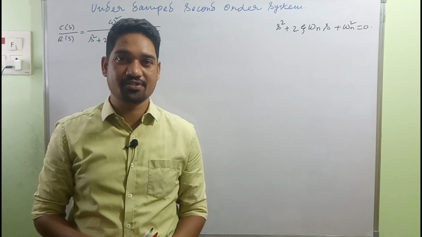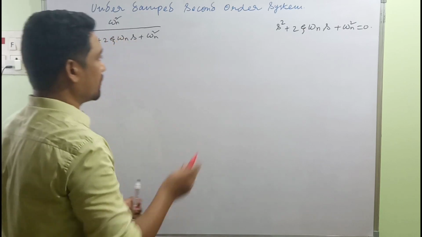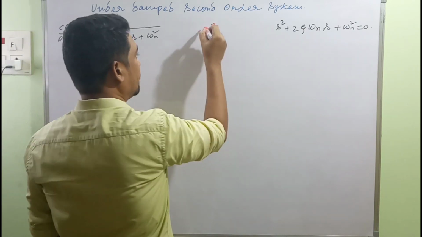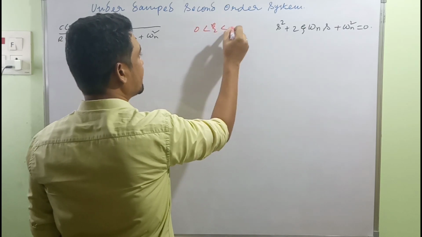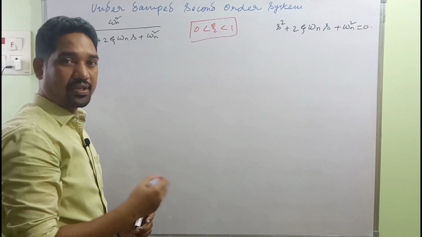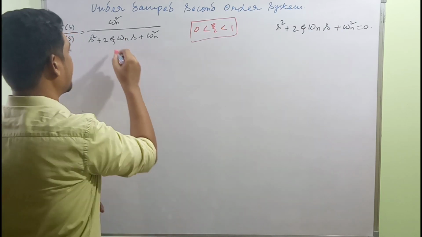So under what classification do second order systems fall under underdamped? For the damping factor zeta value being greater than 0 and less than 1, this value of damping factor makes the system fall under the classification underdamped, isn't it? And here is a transfer function.